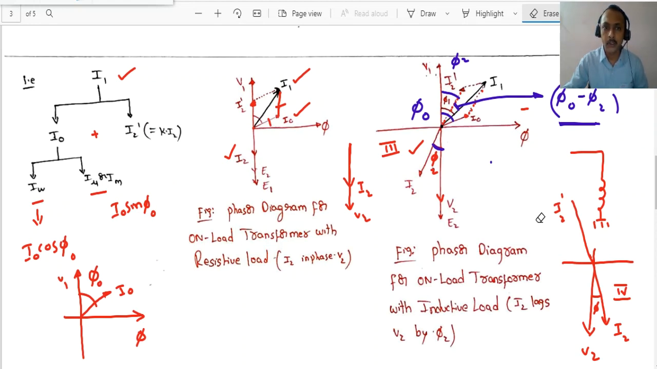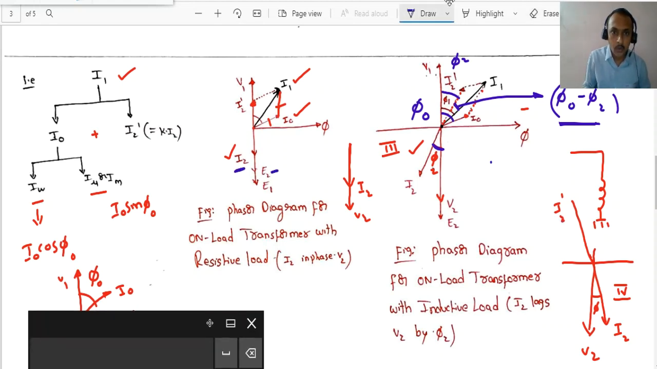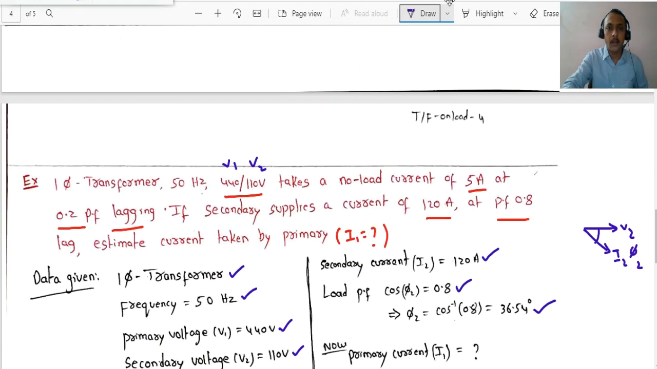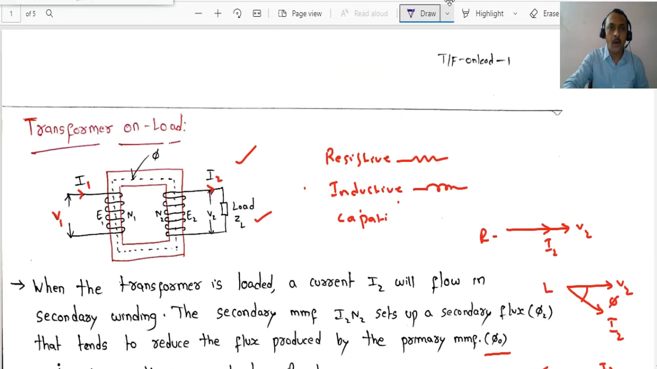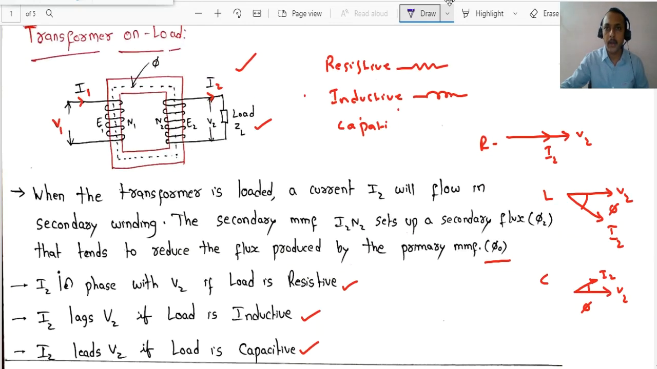If the load is resistive, the key point is that I2 and E2 are both in phase. If it is an inductive load, you draw I2 at an angle phi 2 in the third quadrant because it is lagging. If it is capacitive, which you will rarely get, you have to draw it like this. So this is all about the transformer on load. Okay, thank you.